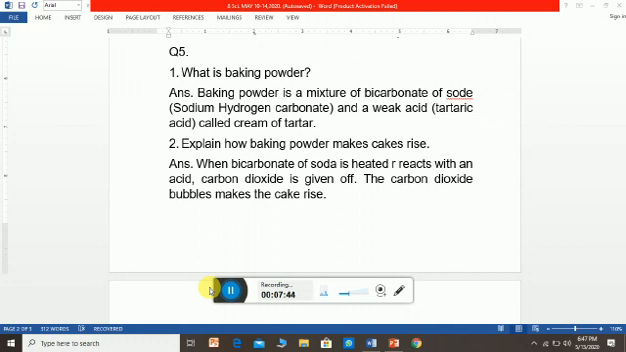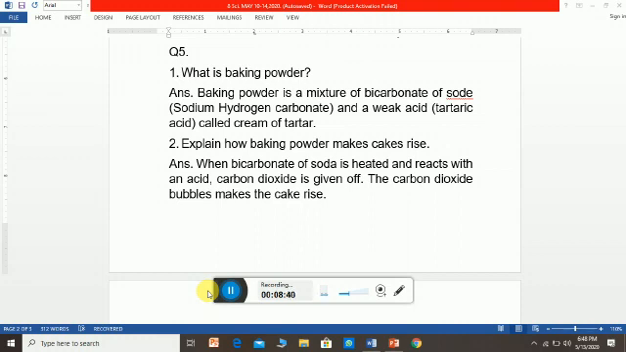And the second part, explain how baking powder makes a cake rise. If you remember, whenever metal carbonates react with an acid, they give off carbon dioxide in bubble form. Due to the reaction, carbon dioxide is released. Whenever bicarbonate of soda is heated and reacts with acid, carbon dioxide is given off. That's why the size of the cake before baking is smaller, and after baking the size of the cake is larger, because the bubbles present there increase the size of the cake.